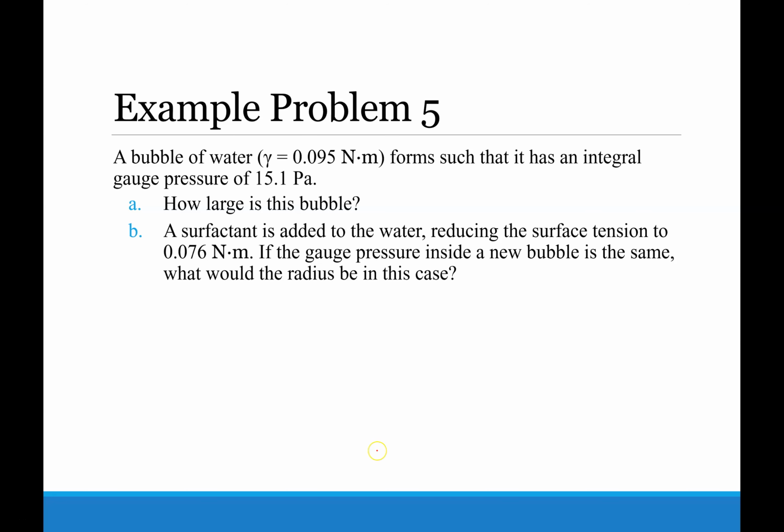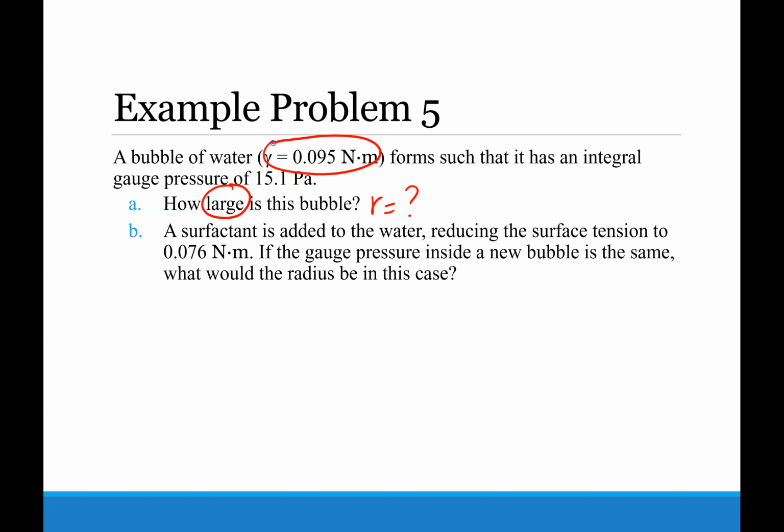Example problem 5 is very similar to example problem 4. The problem reads, a bubble of water with a surface tension of 0.095 Newton meters forms such that it has an internal gauge pressure of 15.1 pascals. Part A is asking us how large is the bubble, so they're asking us for the radius.